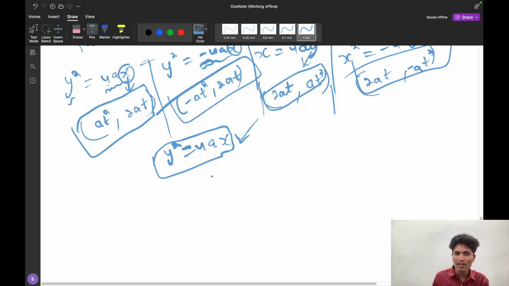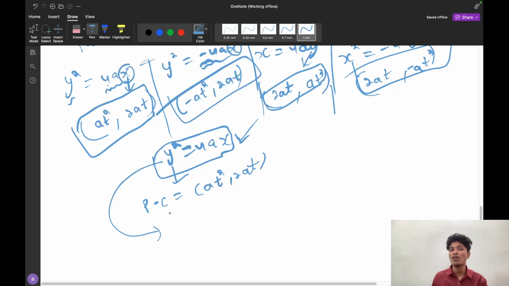So suppose y square equal to 4ax, what are the parametric coordinates I said? Parametric coordinates are (at square, 2at). Yes, but if the equation of the parabola is not of this type, if the vertex is not at (0, 0), if the vertex is (h, k), what can you do? We can write the equation as (y minus k) whole square is equal to 4a into (x minus h).